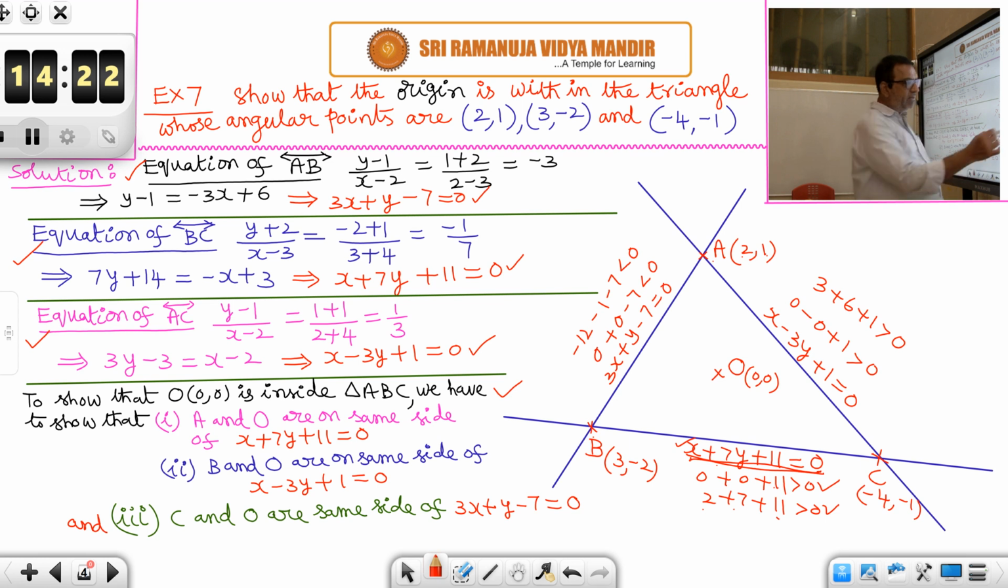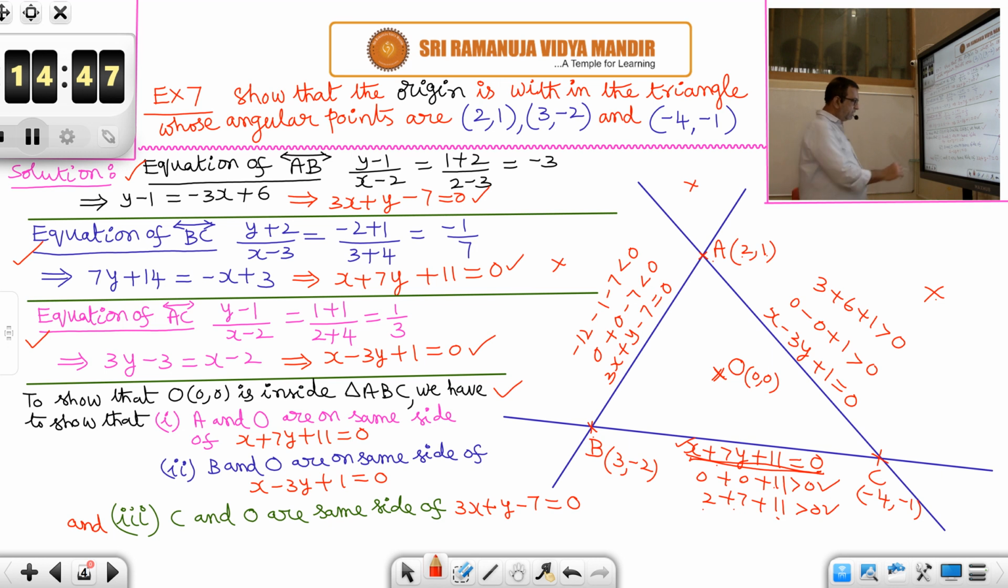So that is not enough, because origin may be here. If origin is here also, then what? A and origin will be on the same side of the line. Origin may be here, origin may be here actually. So wherever origin is in these 4 positions, you will get this condition satisfied. So therefore we have to check some more conditions.